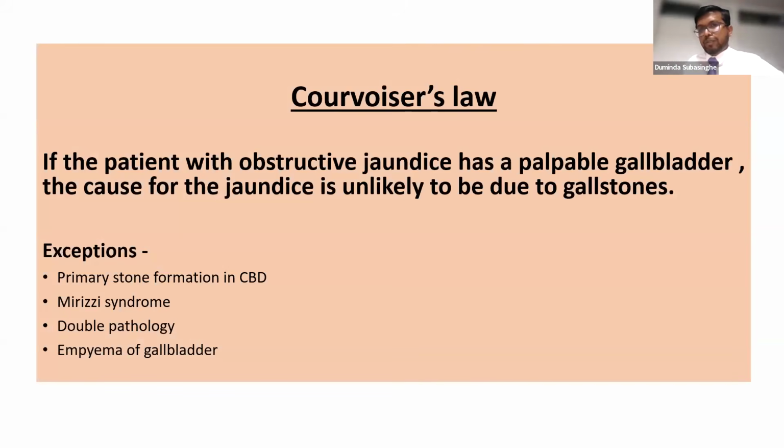Then just to tell you about the so-called Courvoisier's law, that is, in a patient with obstructive jaundice, if the gallbladder is palpable, that is unlikely to be due to gallstone, with some exceptions. If you have a double pathology. So most of the time it's due to malignant distal bile duct obstruction.